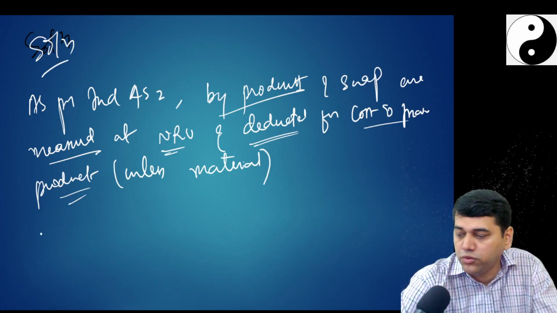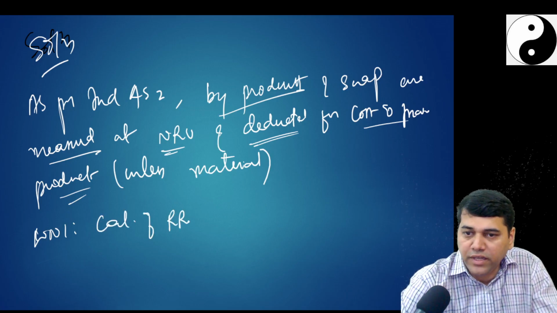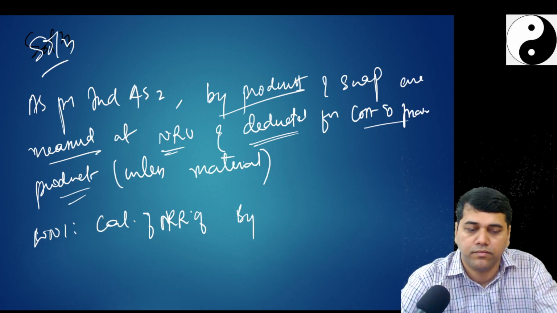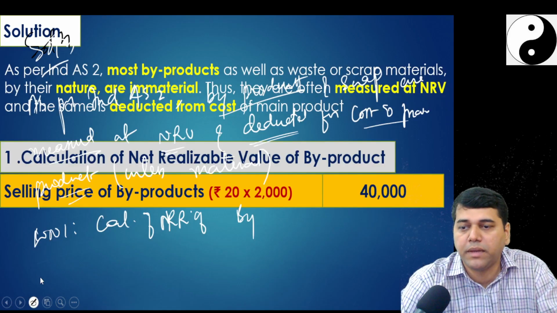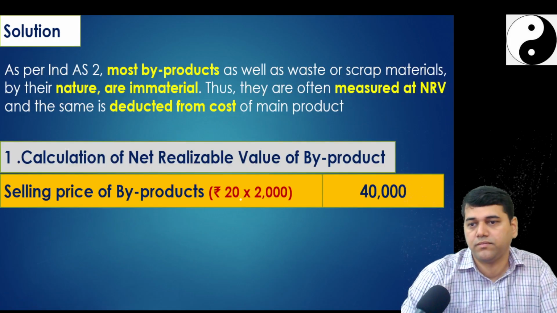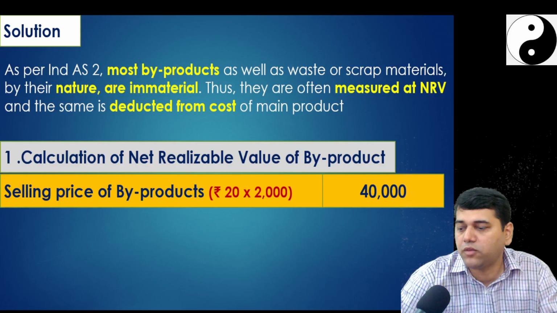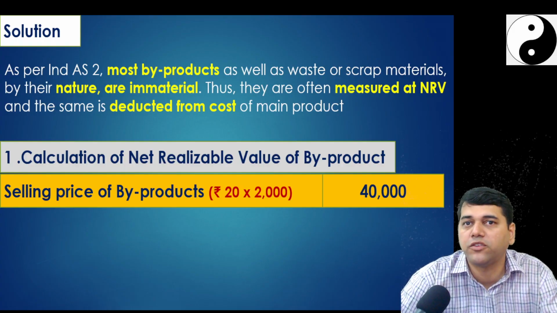So first you do working note number 1, calculation of NRV of byproduct. Calculation of NRV of the byproduct. What is your selling price? At what price have you sold the byproducts? 20 rupees. They said the selling price for NRV is 20.